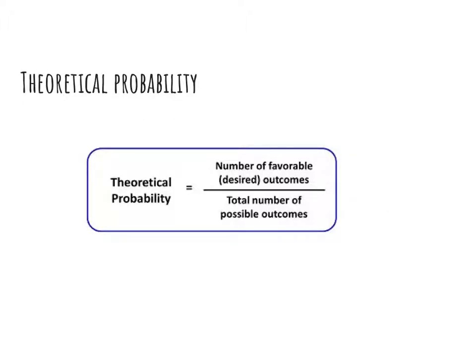Okay, so the first thing we're going to talk about is theoretical probability. To find theoretical probability, we take the number of favorable or desired outcomes and we divide it by the total number of possible outcomes. Okay? So the way I've always done it is it's want over could. So what do you want to happen? How many times could that happen? Over how many things could happen. Okay, so how many do you want to have happen over how many could happen?